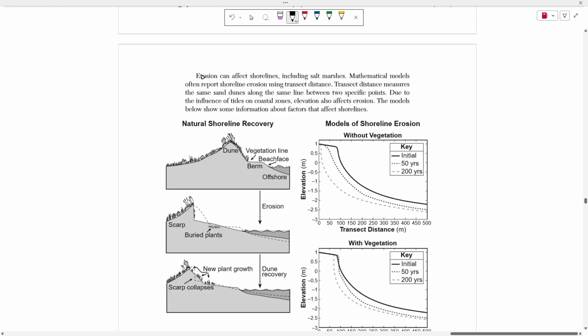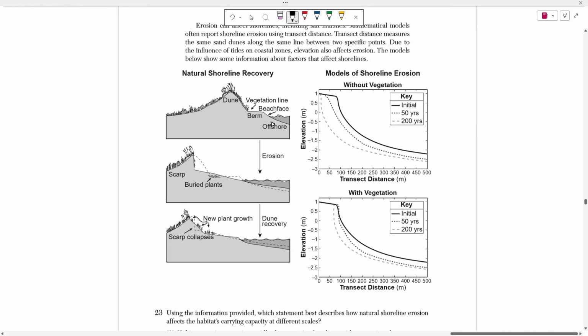Right, the question continues. It says that erosion can affect shorelines, including salt marshes. Mathematical models often report shoreline erosion by using transect distance. Transect distance measures the same sand dunes along the same line between two specific points. Due to the influence of tides on coastal zones, elevation also affects erosion. The models below show some information about factors that affect shorelines, okay?